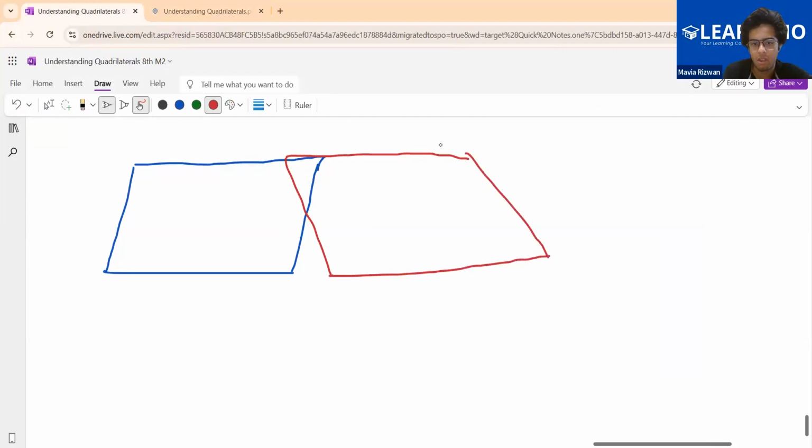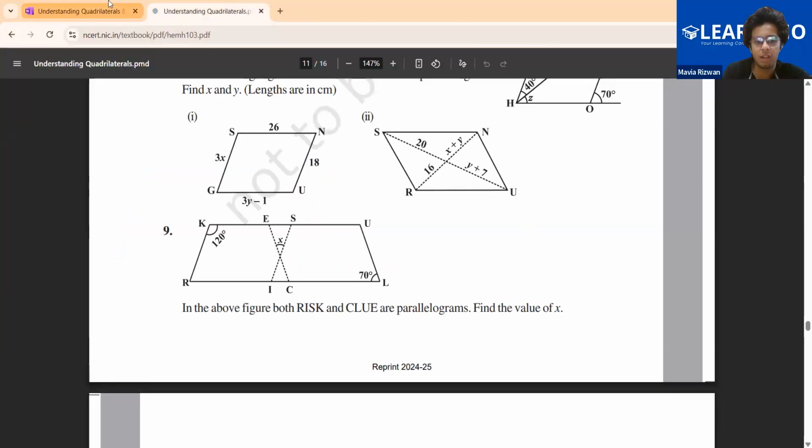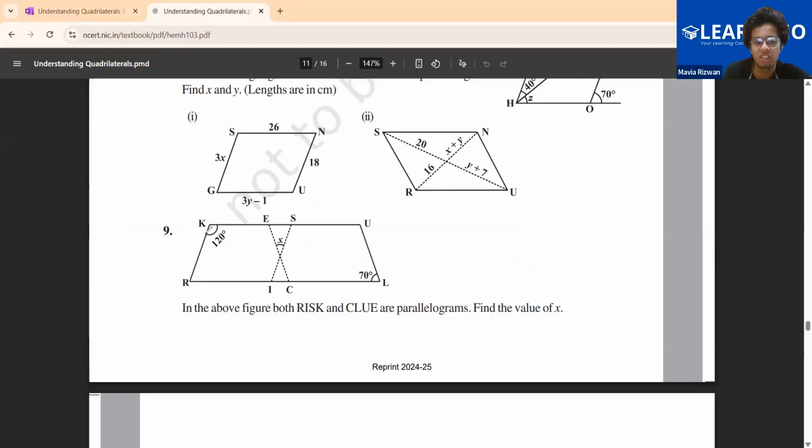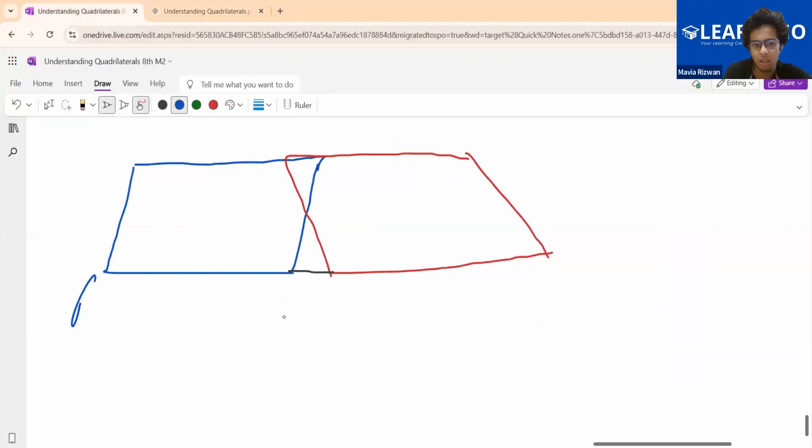Now, what were you all focusing on? And join this. Now I'll tell you what you were all focusing on. You all were focusing on this. The answer will not come from this. This is also a quadrilateral, yes, but this is a trapezium. What we'll get the answer from is looking at the two different parallelograms. So now we have two different parallelograms. This one is RISK, and this one is CLUE.